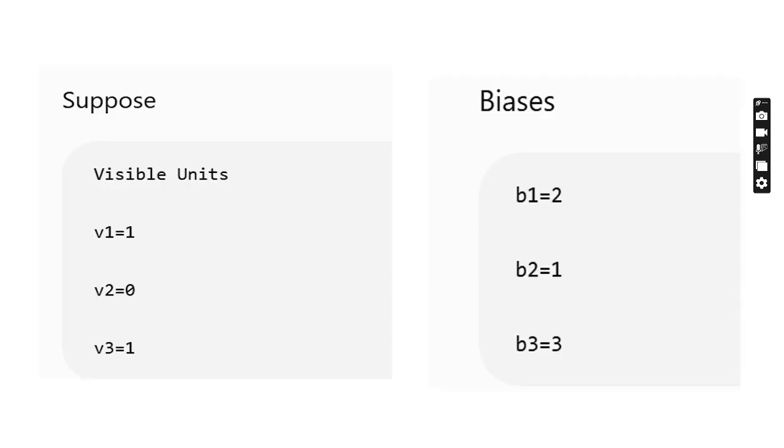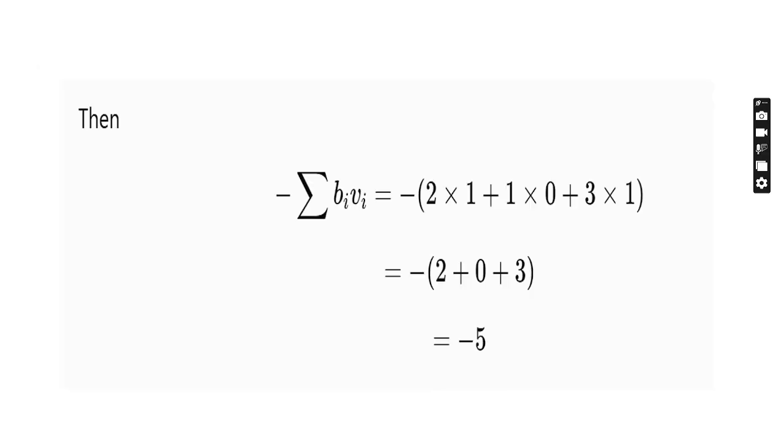Suppose the visible units are V1 equal to 1, V2 equal to 0, V3 equal to 1, with biases V1 equal to 2, V2 equal to V3 equal to 3. Then we compute the term Vi into Vi. We take the summation of all the biases times the visible neurons, and take the negative of the total summation, and we get a negative value, minus 5.